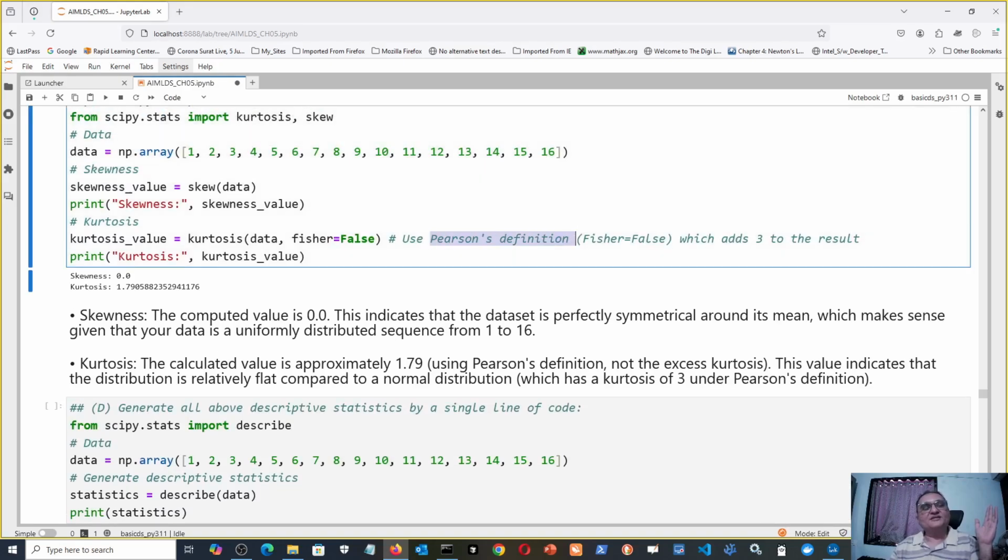This is called Pearson's definition. Pearson was a very prominent statistician and data scientist. That is why I have written here fisher equal to False. But if you want Fisher's kurtosis, then write fisher equal to True. These are just two different ways of calculating kurtosis, and sometimes Fisher's kurtosis is used instead of Pearson's. Fisher is also the name of a statistician. Okay, so that is where we would like to stop this lecture.